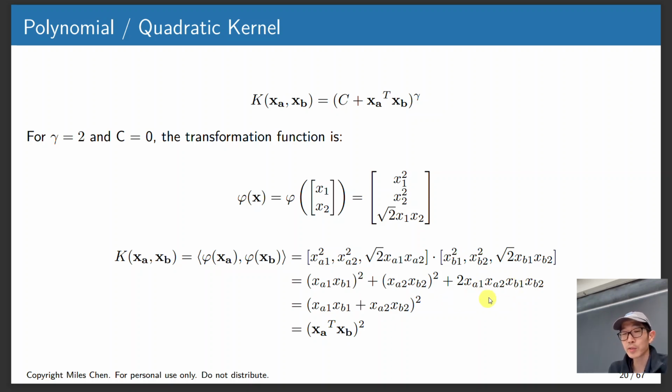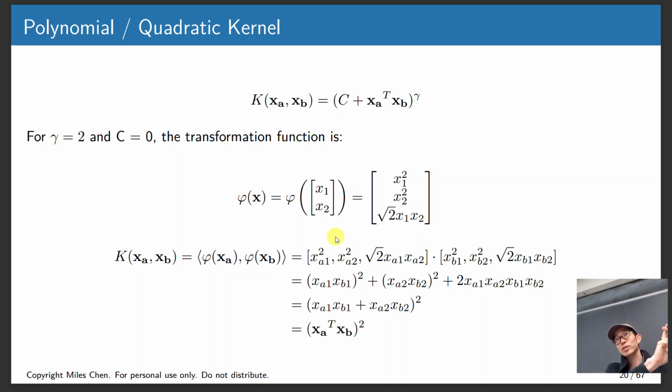And with a little bit of applying algebra, and you factor this, you can see, oh, this is equivalent to having (xa1 xb1 + xa2 xb2) quantity squared. Okay? And this is equivalent to (xa transpose xb) quantity squared. Okay?